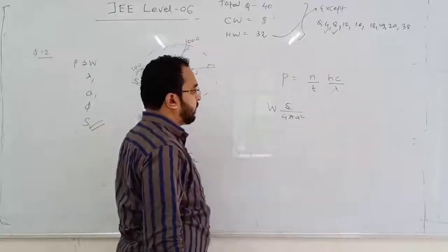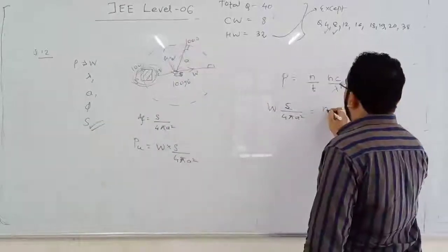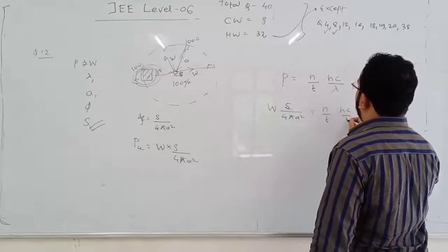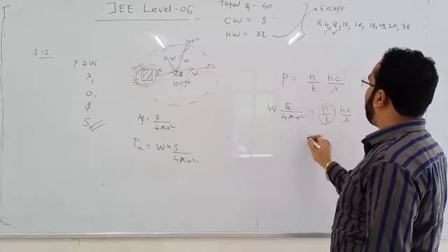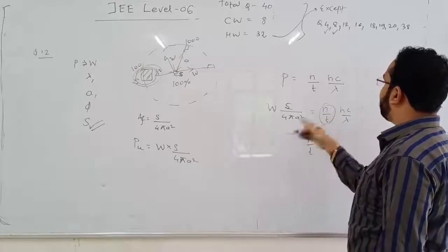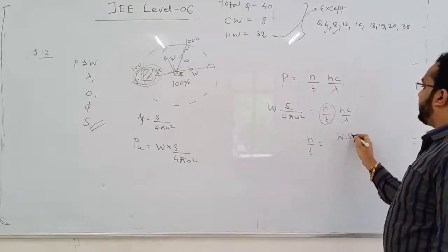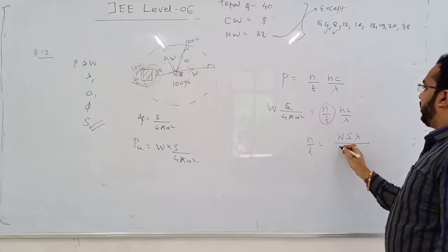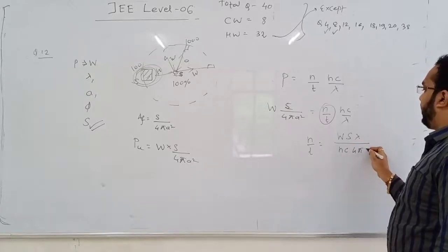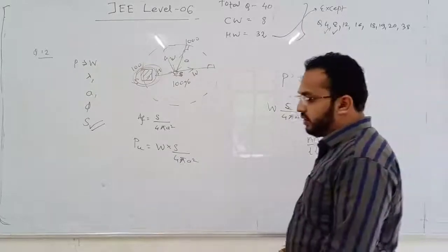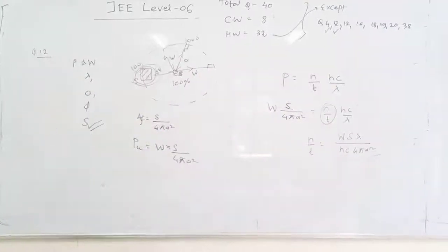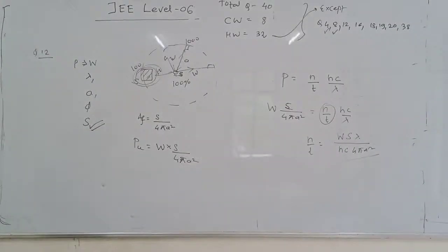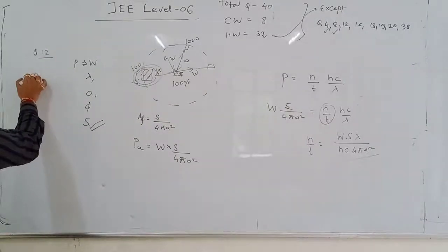So W into S upon 4 pi a square is equal to n upon t into hc upon lambda. From here we need to find n upon t. Lambda goes up, hc goes down. So it will be W S lambda upon hc 4 pi a square. So this is option A: W lambda S upon 4 pi h c a square. So option A is correct.